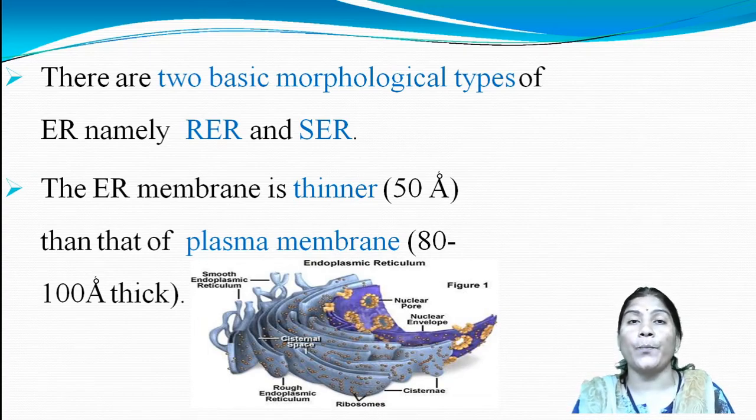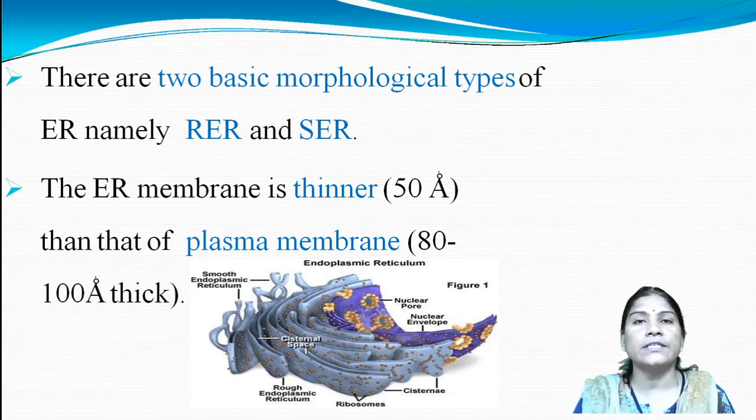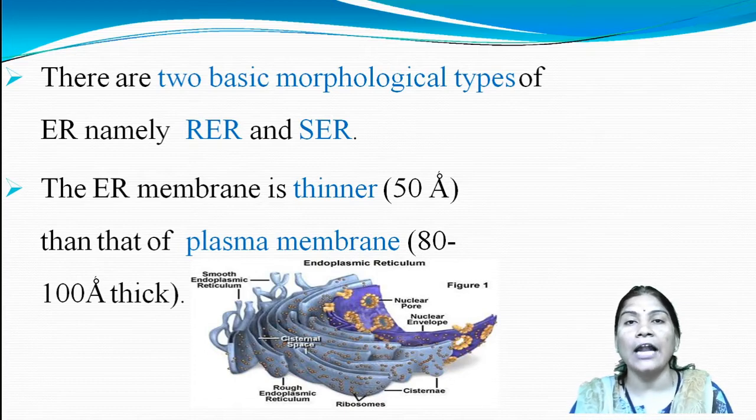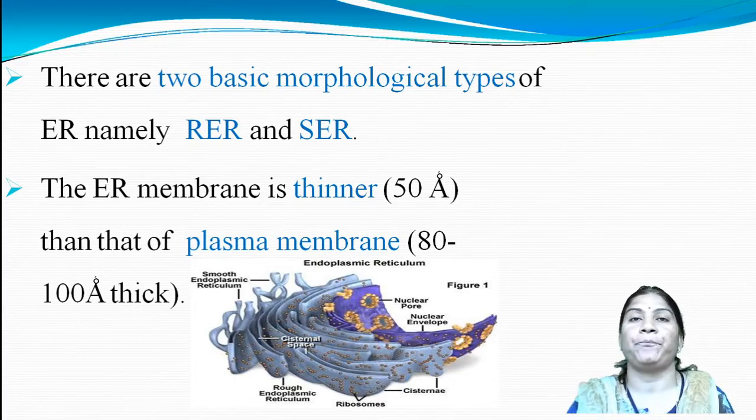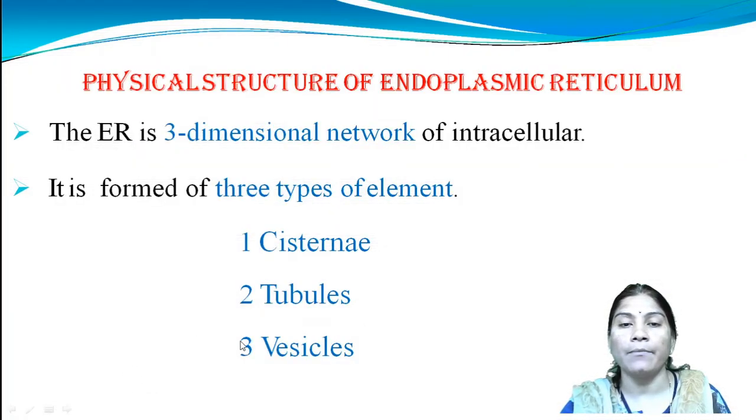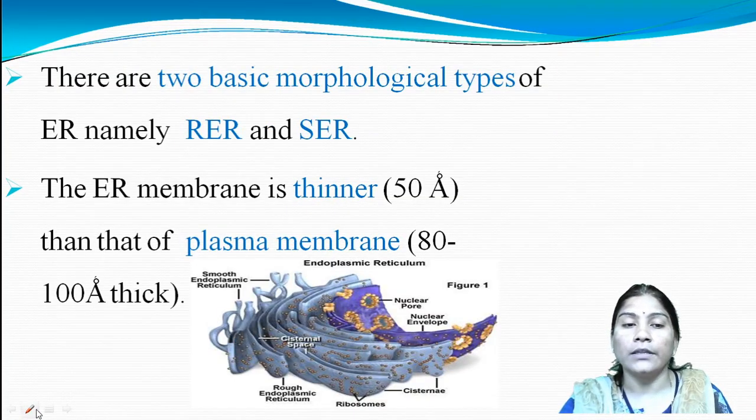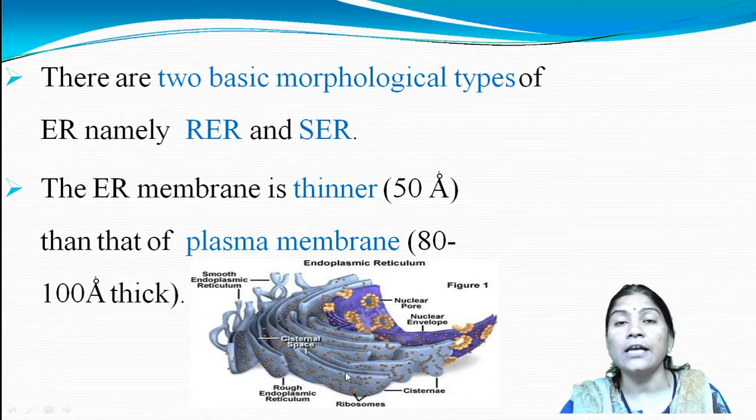We take the example of a plasma membrane. The plasma membrane has a thickness of approximately 80 to 100 angstrom, whereas in the endoplasmic reticulum the membrane has a thickness of only 50 angstrom. Hence we say that endoplasmic reticulum is much thinner than the plasma membrane. So here is a diagram showing the ultrastructure of endoplasmic reticulum.